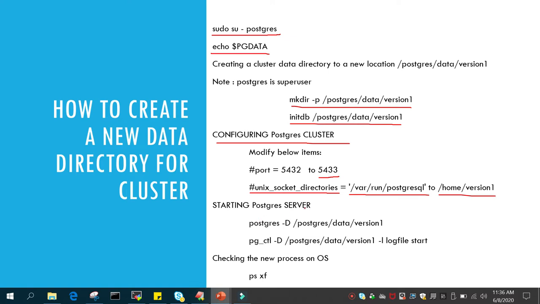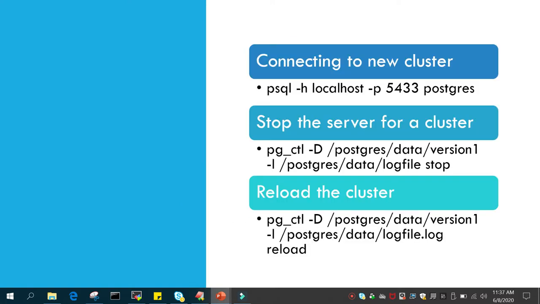Then you start the Postgres server once the initialization is done and you have changed the parameters port and unix_socket_directories in postgresql.conf. You start it using pg_ctl -D, give the location of the new data directory and the log file, which is optional, or you just say start. Then you can check whether your new instance has come up with the new processes or not using ps -xf. That will show you the tree structure with the postmaster at the base and other processes following it.